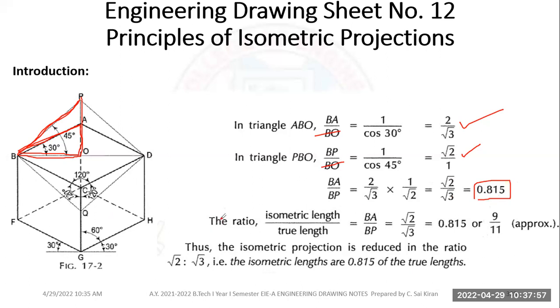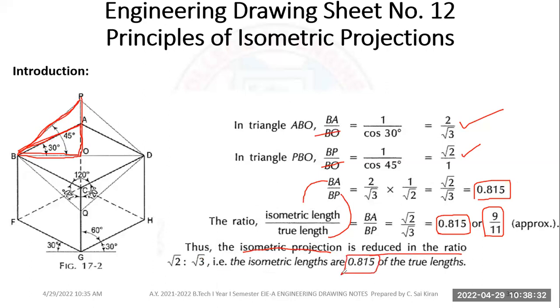So this is the ratio we are taking. Isometric length is nothing but BA, and true length is nothing but BP. So isometric length by true length, BA by BP, equals root 2 by root 3, and the reduction is 0.815 or 9 by 11. If I want to draw the isometric length with respect to true length, it should be reduced by 0.815, then only I can see the isometric projection. Therefore for the isometric projection, the reduced ratio is 0.815.